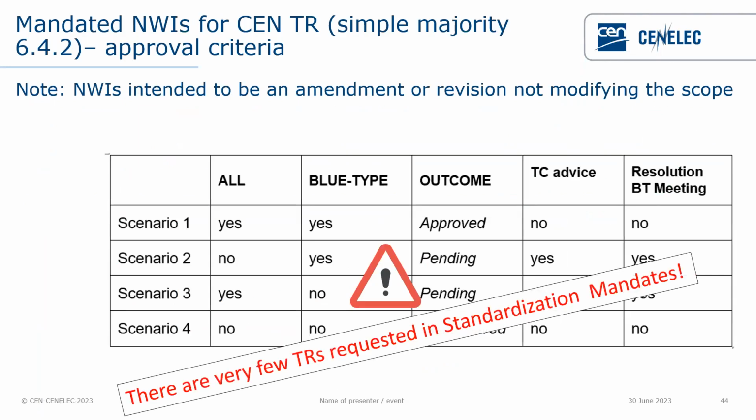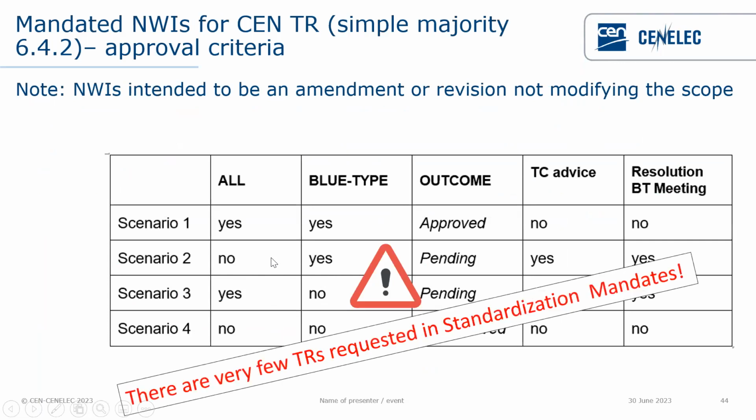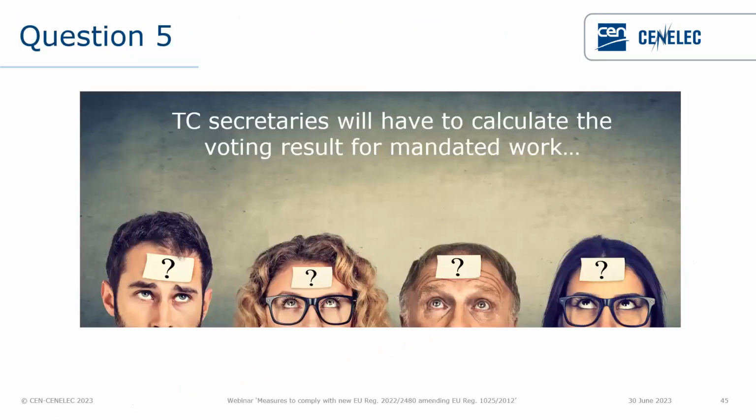And here, the pending scenario can happen twice, in any case of discrepancies between scenario 2 and scenario 3. The TRs under standard request are rare. The revisions not modifying the scope are not so rare, so please be careful.